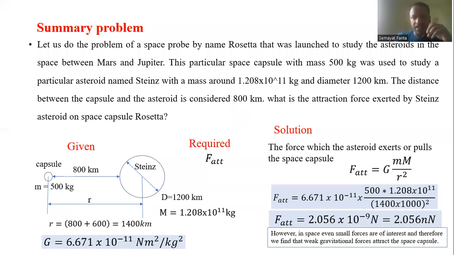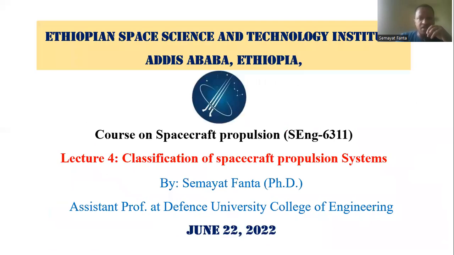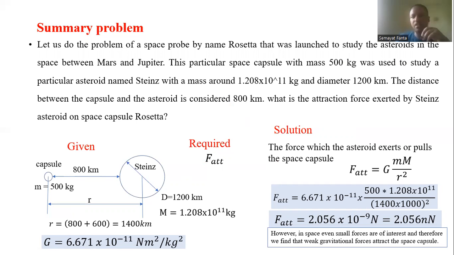So just to summarize yesterday's lecture, I will take a summary problem that helps us understand what we learned yesterday, because we tried to cover gravitational attraction between planets. This is not a problem, but just a summary. So let's do the problem of the space probe named Rosetta.